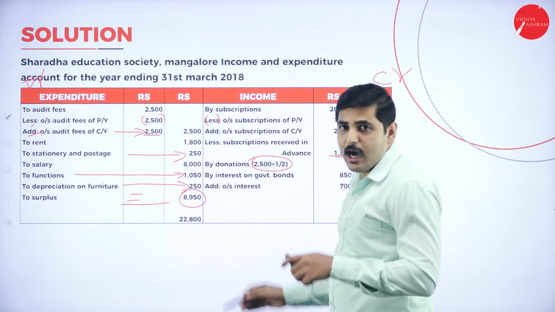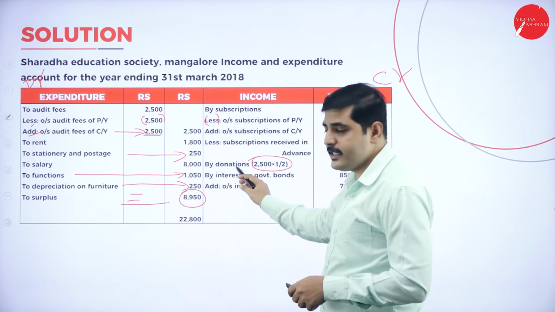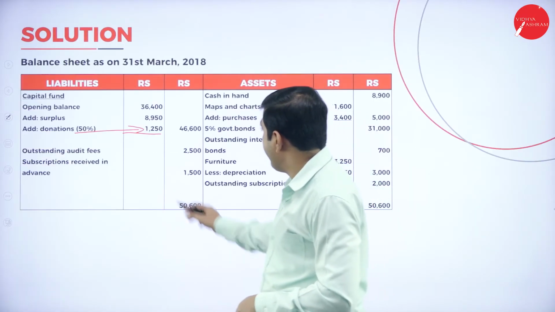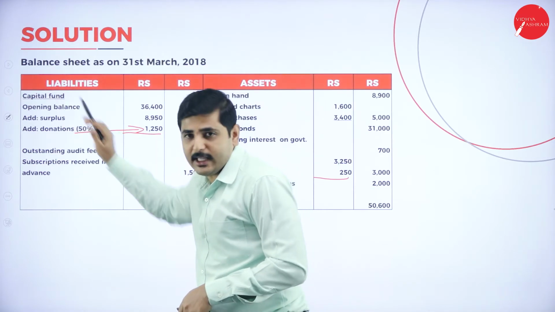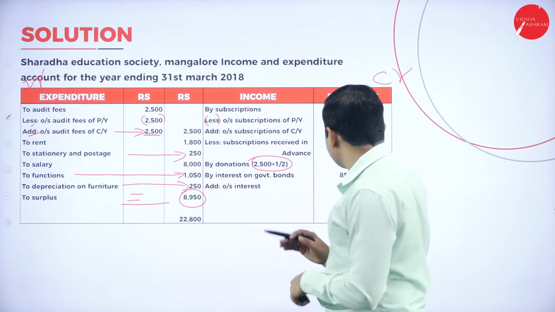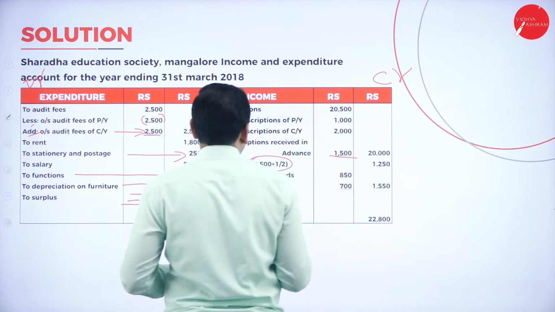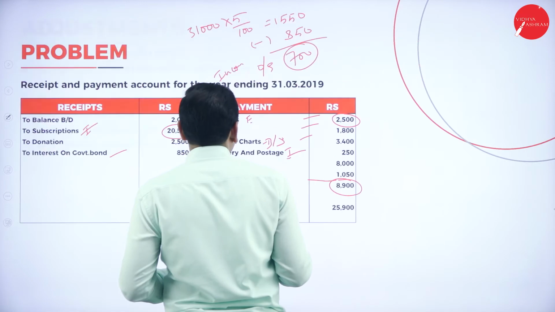Next one, donation: 50% should be capitalized. 50% I will show here, and the remaining 50% on the liability side of the balance sheet, which we should add to the capital fund. Next point, interest on government bonds. I have already explained the total government bonds; see here, I have done the working note.